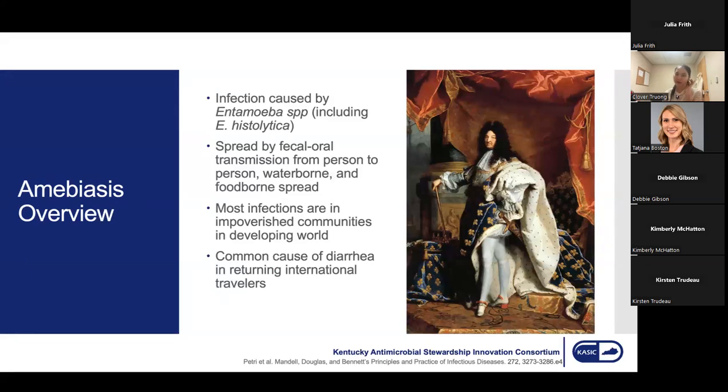I don't know if anybody recognized the man in the picture, but this is just a fun fact. He's King Louis XIV. I would imagine that he was one of the richest men at that time, and he did get amoebiasis and had to be treated for it. So it's not impossible to get infection even if you live in a developed world. Amoebiasis is a common cause of diarrhea, especially for returning international travelers as well.